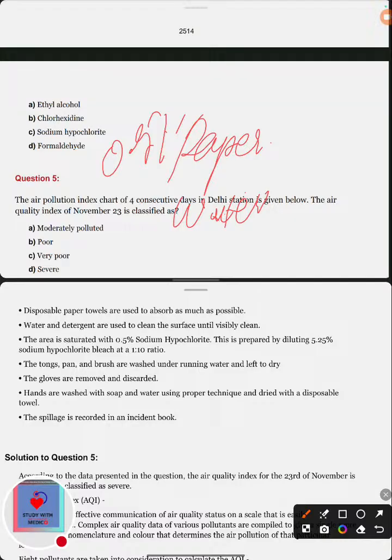The tongs, pan and brush are washed under running water and left to dry. The gloves are removed and discarded. Hands are washed with soap and water using proper technique and dried with a disposable towel. Spillage is recorded in an incident book.